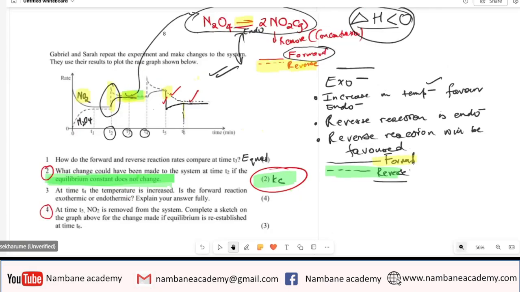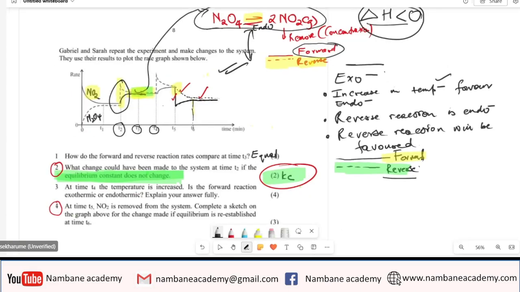The first mark, you identify whether it is exo or endo. Let me use a different color there. So it will be 1 mark for this. Then now it will be 1, 2, 3. So this is going to count 4 marks for that.